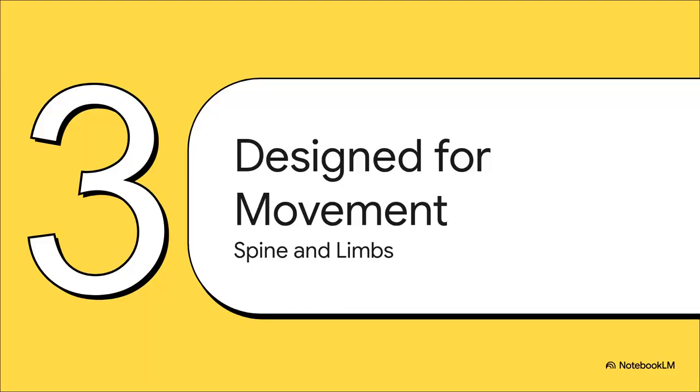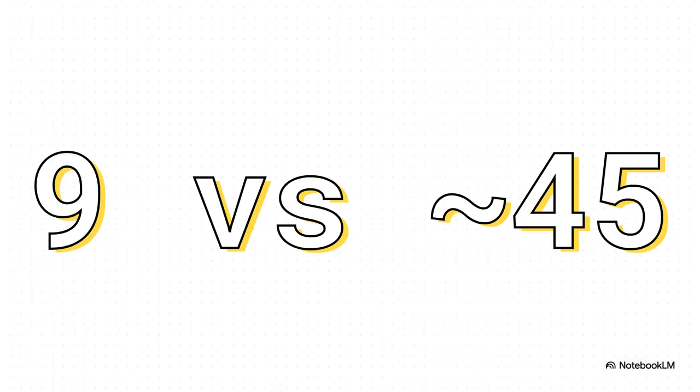All right, let's move on from the head and go down to the body's main pillar, the vertebral column. This is where the story of their different lifestyles really continues. We're about to see how each animal is engineered for its own special kind of movement. The numbers alone tell a huge part of the story.